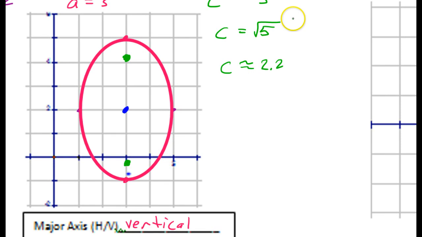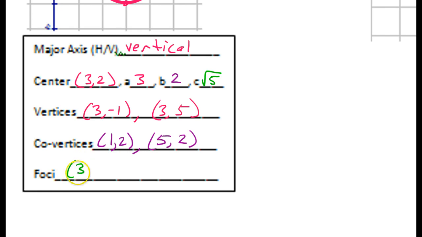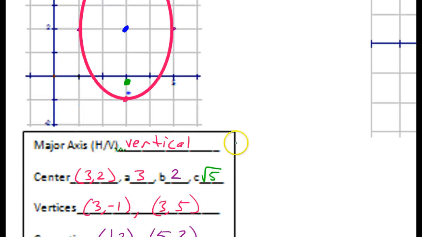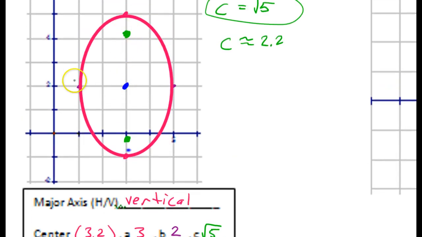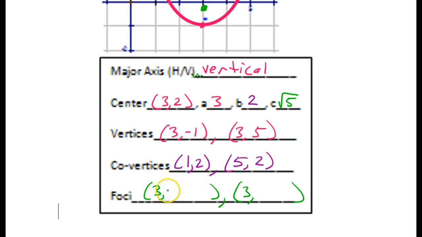Now when I label them, I have to use the radical 5 though. So the x-coordinate of these foci is clear. The x-coordinate is 3, same as the x value of the center. So I know the foci will be 3, something and 3, something. I have to be a little bit more careful about the y value because it's between the lines. What you want to do is start with the y value of the center. So the center has a y value of 2, so I'm going to start at 2.